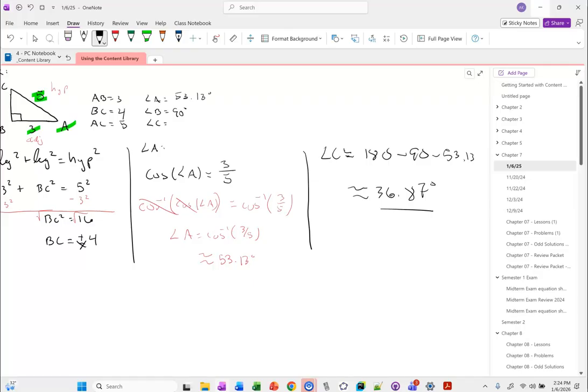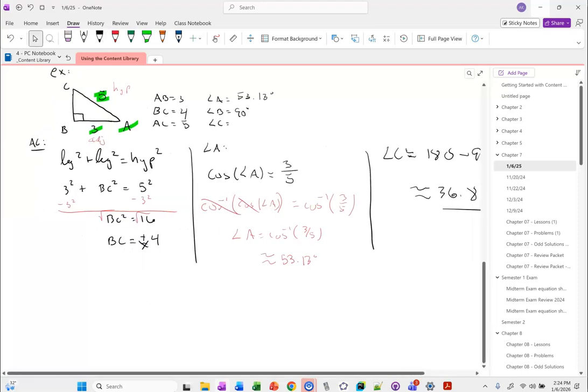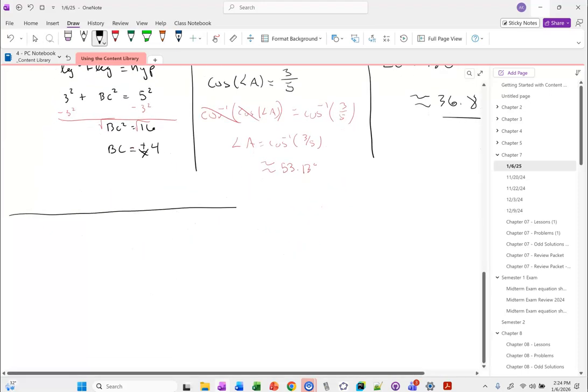How do you guys feel on this set of skills right here? Pretty good, right? This should have been largely review over the course of two separate courses you've done the same set of skills in. We should feel pretty confident doing this.